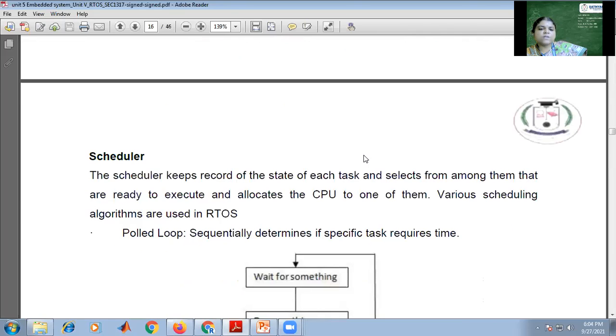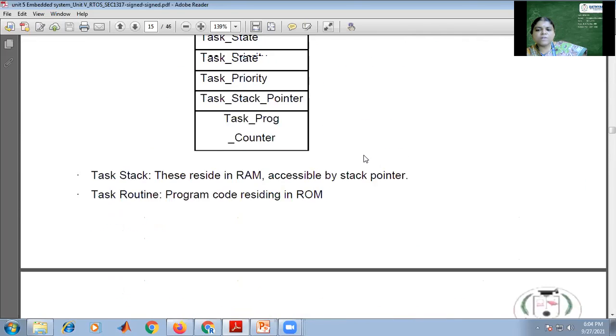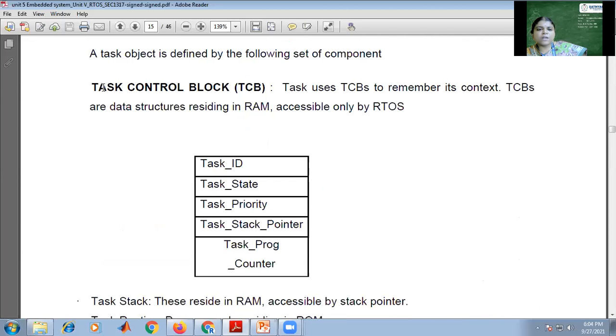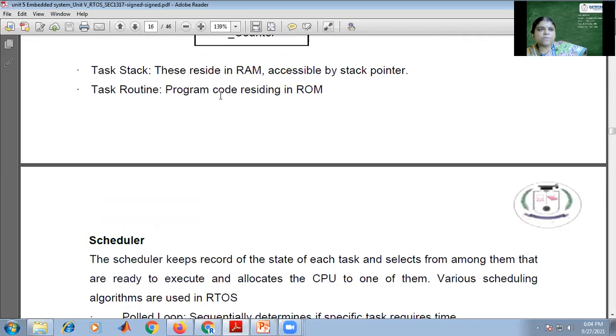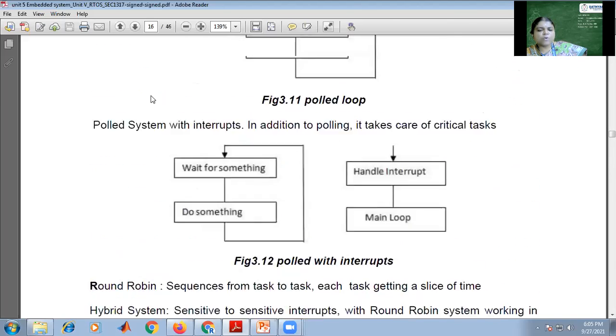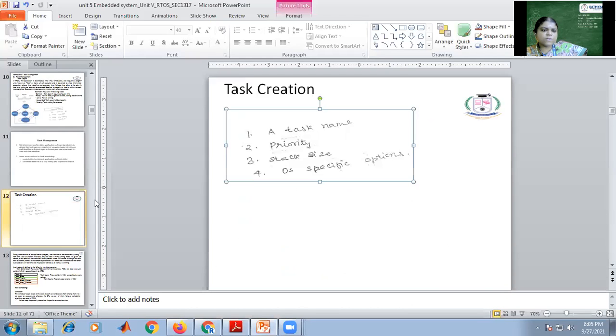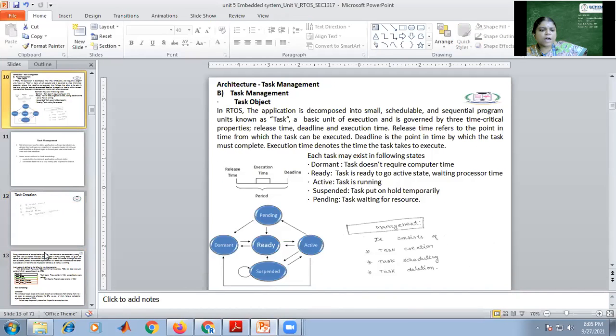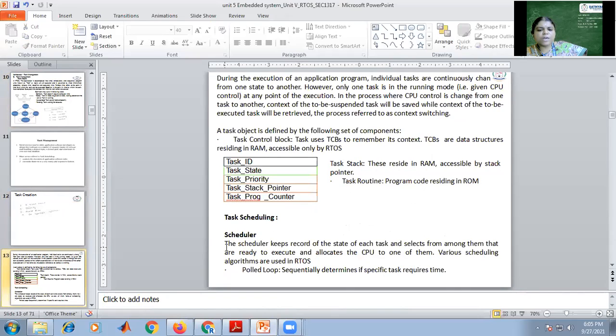So once the task is created and the content of the task is all loaded in the task control block, the next work is to make a schedule. How to make a schedule? The scheduler, or dispatcher, they are both the same. They are responsible for keeping track of the states of each task and selecting, from all the ones available, the task which is ready to execute. Using the scheduler only, allocation of the CPU will be made.